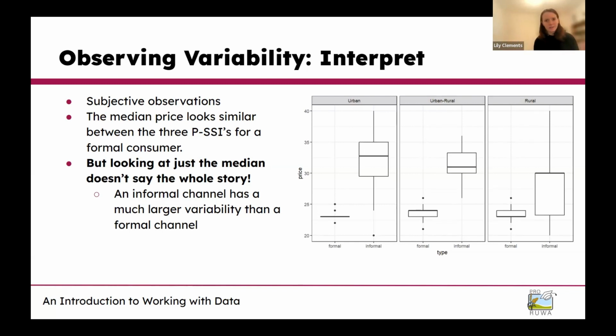However, looking at the median doesn't tell the whole story. We can look at the whole variability in there. We can see that the informal channel has a much larger variability than the formal channel. And this is clear because of how these box sizes change. Our formal channels have much smaller variability. They do not have a big difference between the bottom price and the top price, or between the different quartiles. Whereas our informal channels have a lot more variability in them.